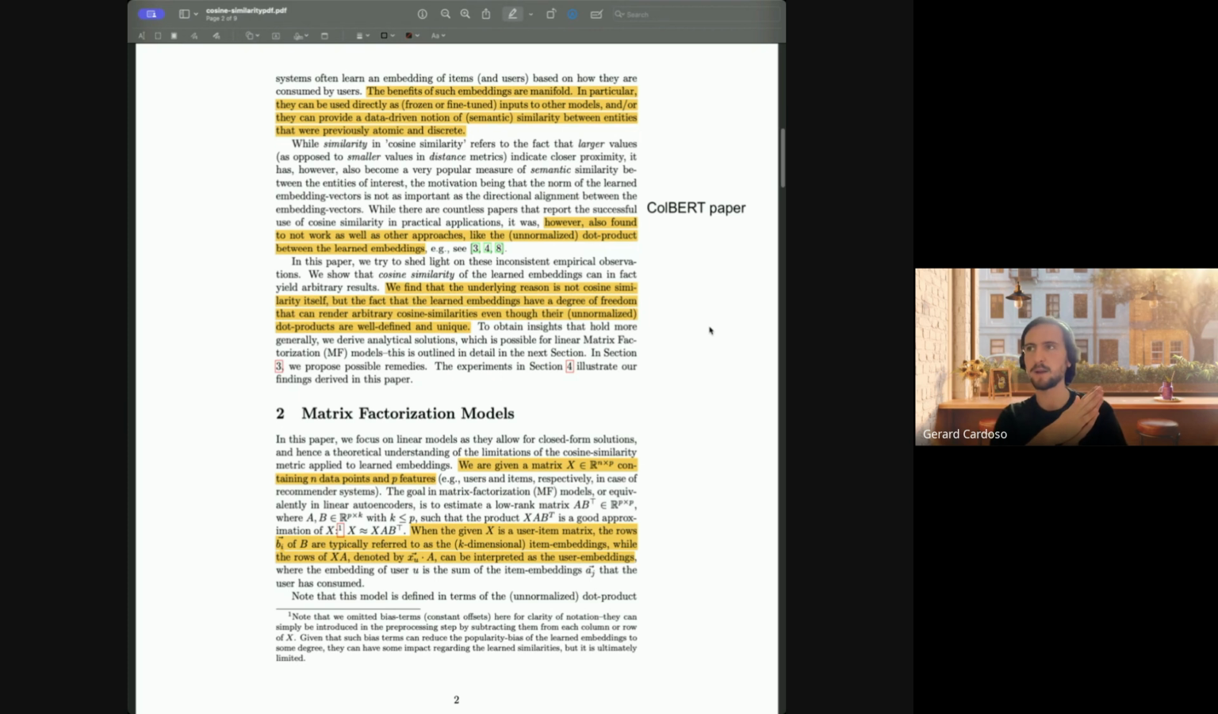they show that by looking at linear models. In this case, they look at matrix factorization models. The reason they do this is because it's simple and has a closed form solution, and so they can derive the solution, and then how that might impact the embeddings, and therefore the cosine similarity of those embeddings.